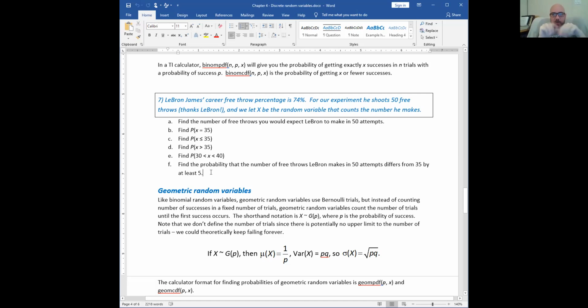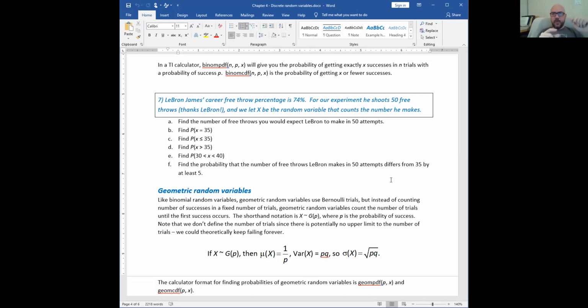So when I say differs from, I mean, is that far away from? So things that differ from 35 by exactly 5 are 30 and 40, right? 30 is different from 35 by a distance of 5, and 40 is also different from 35 by a distance of 5. If I say that it differs from 35 by at least 5, what I mean is the number of free throws that he makes in 50 tries is 5 or more away from 35. So 30 or less, or 40 or more, right?